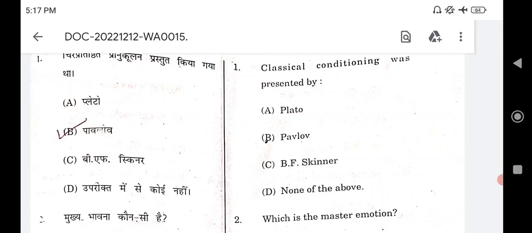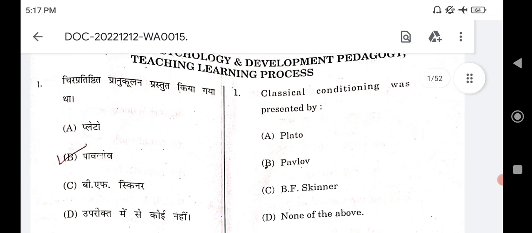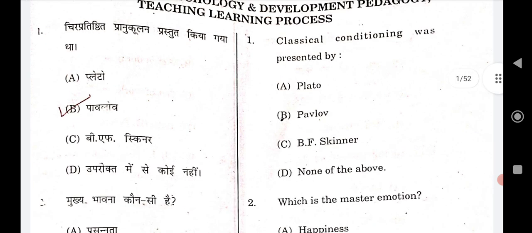So as you know, on 11 December 2022 the TET medical paper was held. In this video I'll be discussing all the sections of the TET medical paper. Firstly, I will discuss the psychology section with you. This is series A. You can match the questions and check your answers accordingly, right?